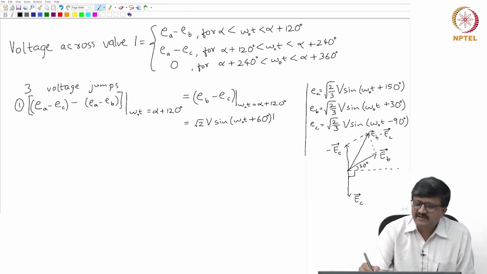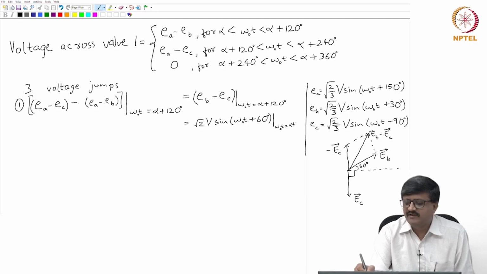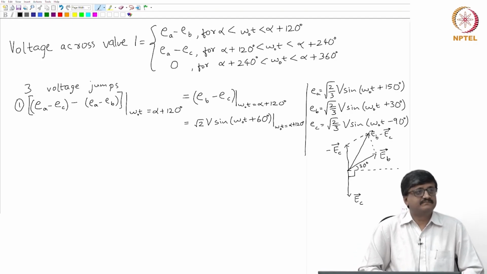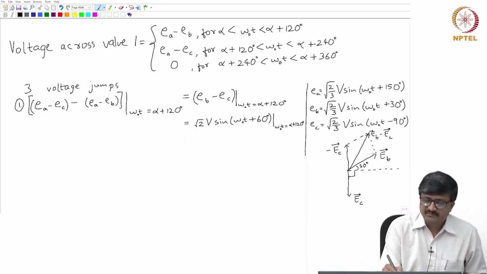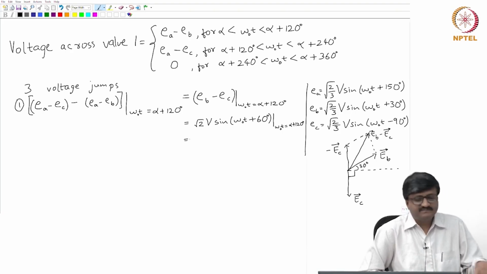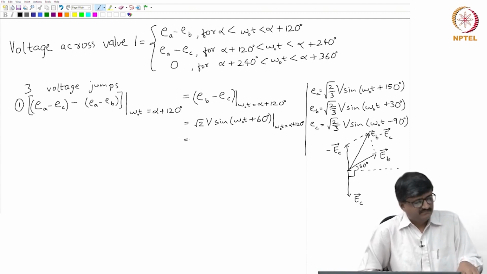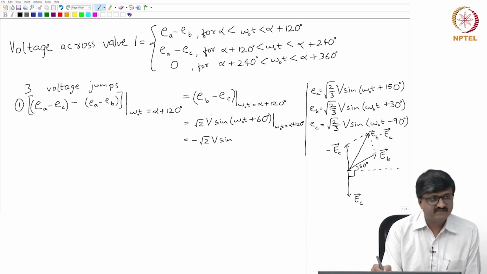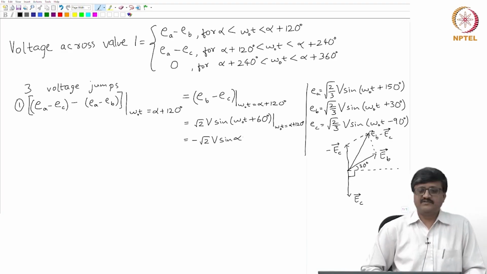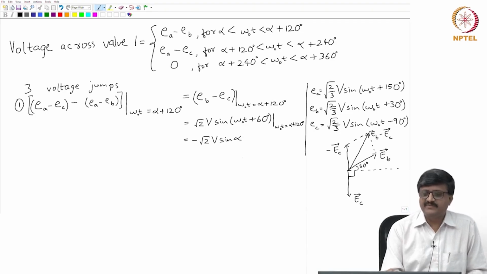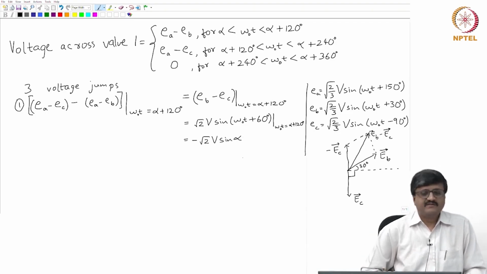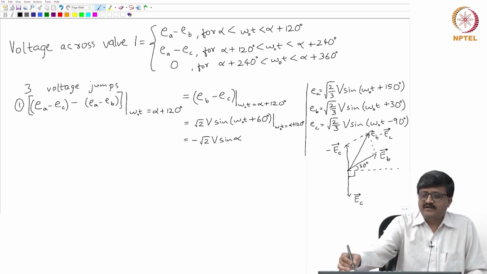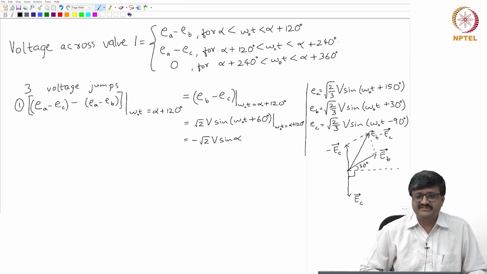Okay. So, this has to be calculated at omega OT equal to alpha plus 120 degrees. So, what is this? So, I get an expression for the first voltage jump as minus root 2 V sine alpha. So, this is the magnitude of the jump that occurs at alpha plus 120. So, there is one more jump at alpha plus 240 and one more at alpha plus 360.